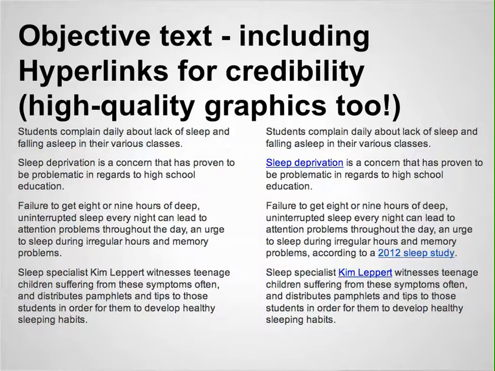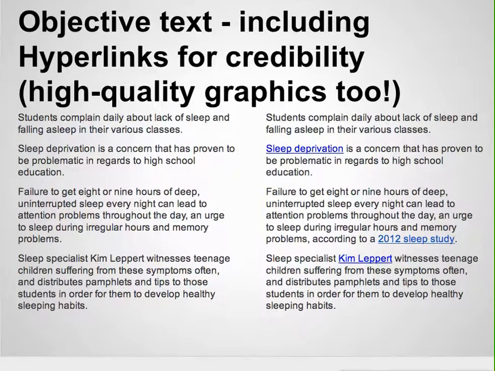One thing that's interesting about objective text is including hyperlinks actually increases credibility, so it can help your text seem objective. So in this example, on the left, we have an article, a blog post, that talks about sleep deprivation, but it doesn't cite any sources. So what I've done on the right is I've linked to the sources. And what this does is anytime someone questions your source, they click on the link, they see that your source is legitimate, and they have trust in you.